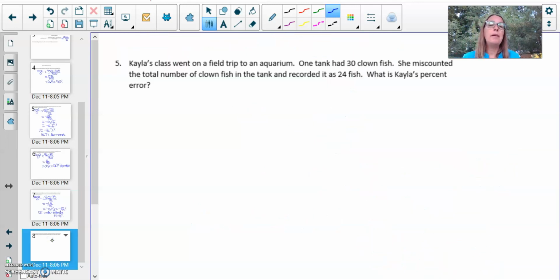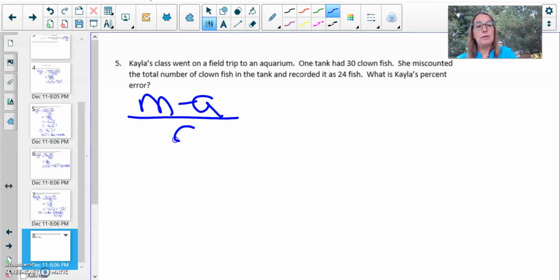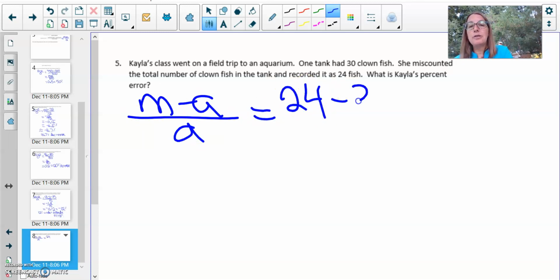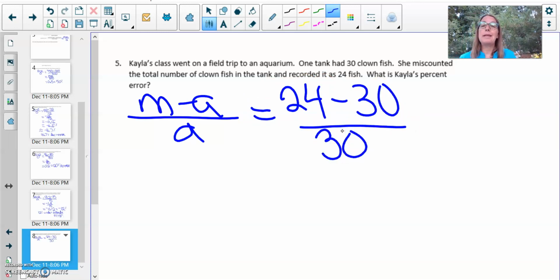Okay, our next example. Kayla's class went on a field trip to an aquarium. One tank had 30 clownfish. She miscounted the total number of clownfish in the tank and recorded it as 25 fish. What is Kayla's percent error? So measured minus actual divided by the actual. Kayla measured it to be 24. The actual is 30. So I get 24 minus 30, all divided by 30.